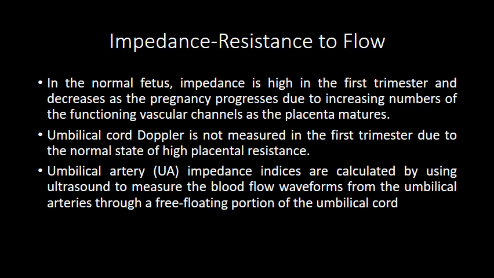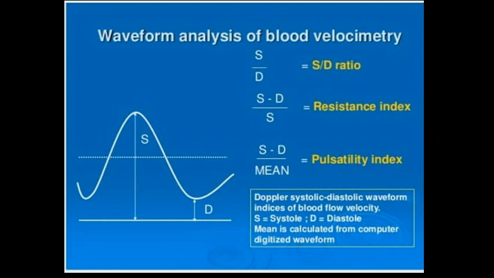Umbilical artery impedance indices are calculated by using ultrasound to measure the flow waveforms from the umbilical arteries through a free-floating portion of the umbilical cord. Waveform analysis of blood velocimetry: SD ratio, RI and PI.